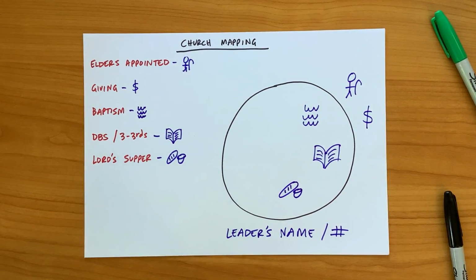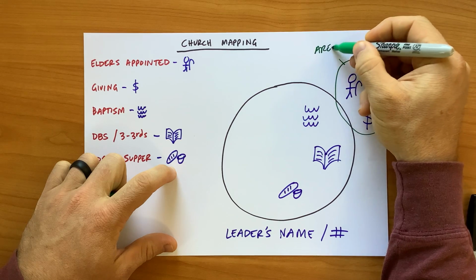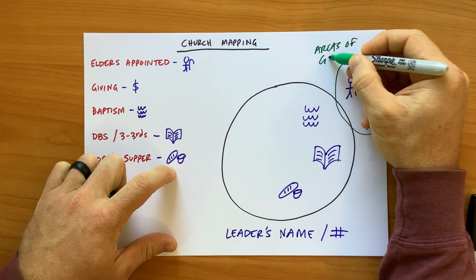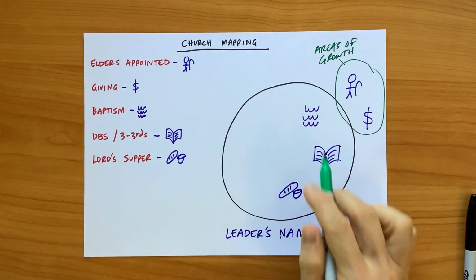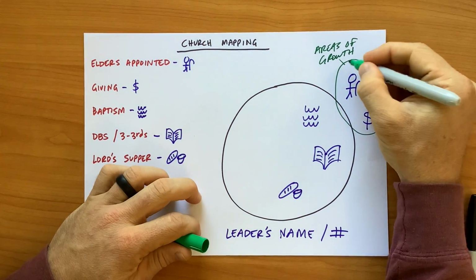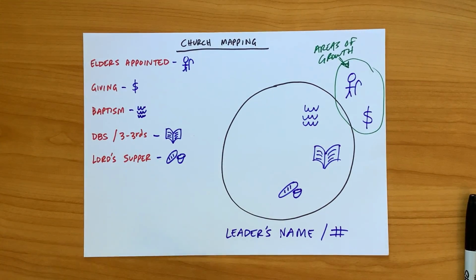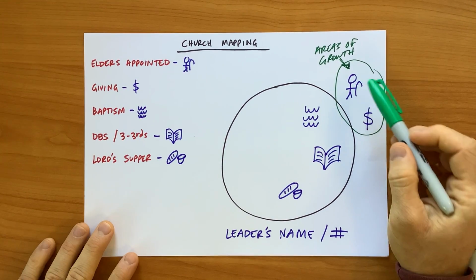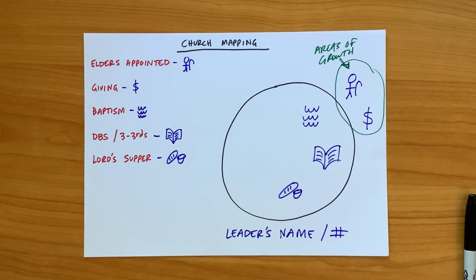So this helps us identify that right here, these are areas of growth, and here, these are areas that we're already doing well. So we know that we need to focus on these. We need to be teaching these groups about elders and appointing them. We need to teach them about giving and help them grow in that. So let me show you how we can map this out.